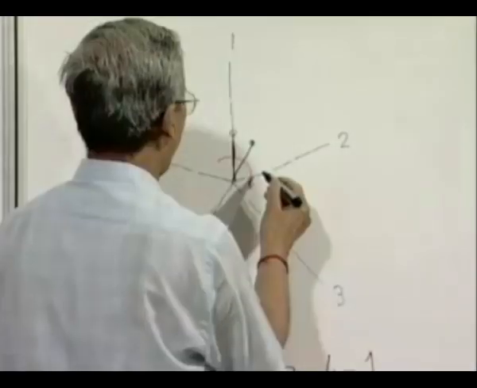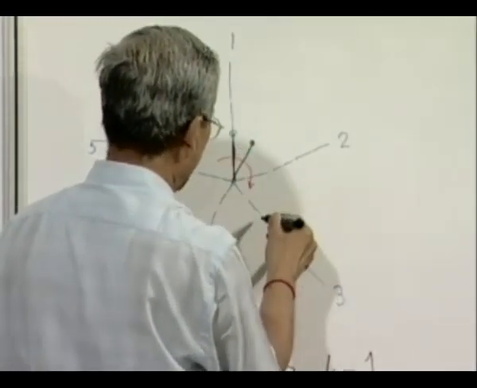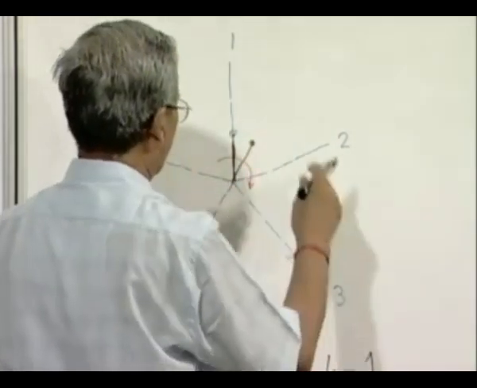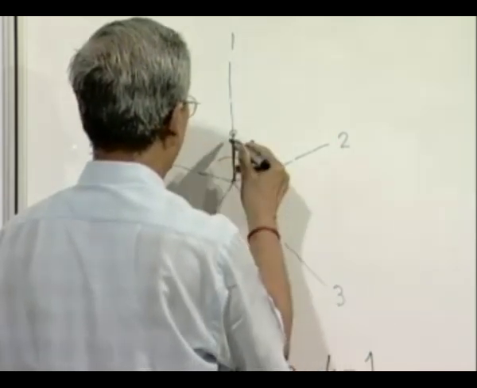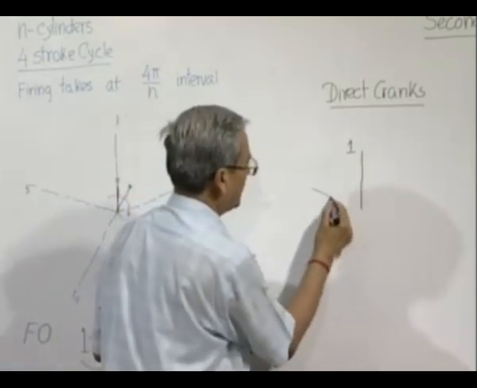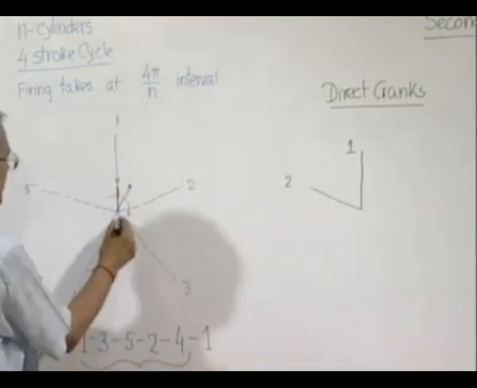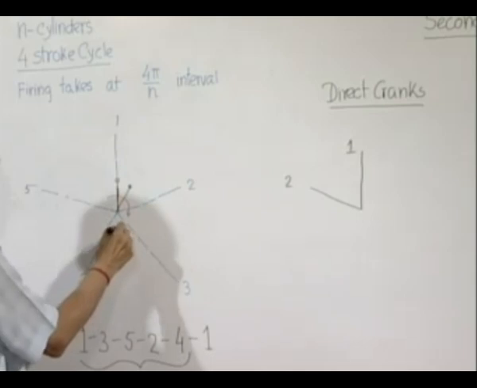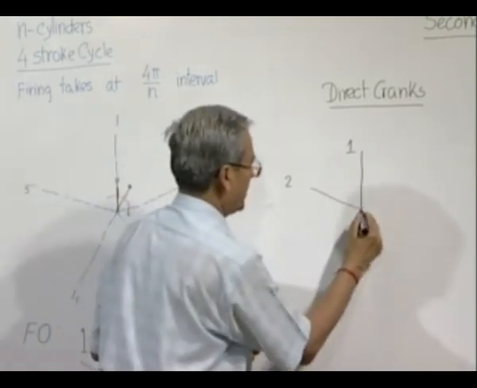For 2, what is the angle made by this? It will be 1, if we call this as 1 unit, 1, 2, 3, 4 unit. So, twice of that means 8 unit. So, it will be 1, 2, 3, 4, 5, 6, 7, 8. So, the direct crank of cylinder 2 will be here. For 3, it will be 1, 2, 3 unit as the theta. So, 2 theta will be 1, 2, 3, 4, 5, 6. It will come here.